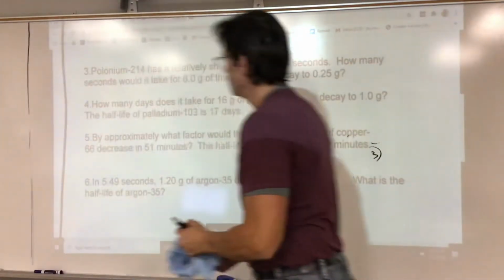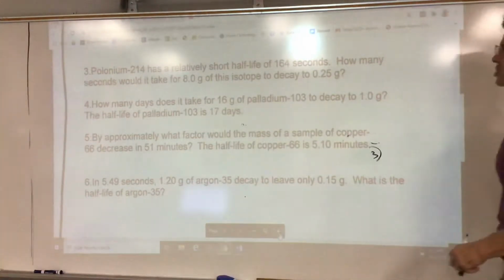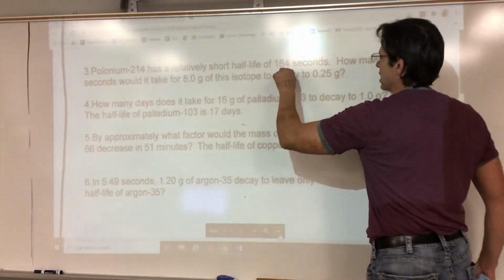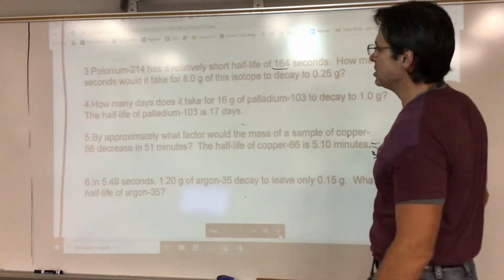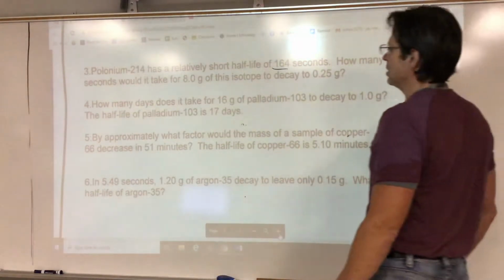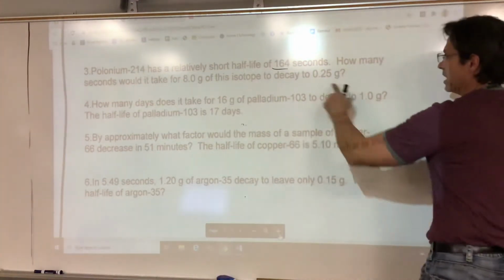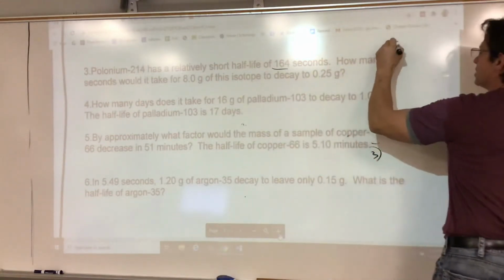All right, number 3, polonium-214. With a relatively short half-life, real fast one, 164 seconds. So how many seconds would it take for 8 grams of this isotope to decay to 0.25? Okay, that looks like it's gonna be a lot, so let's just do this.